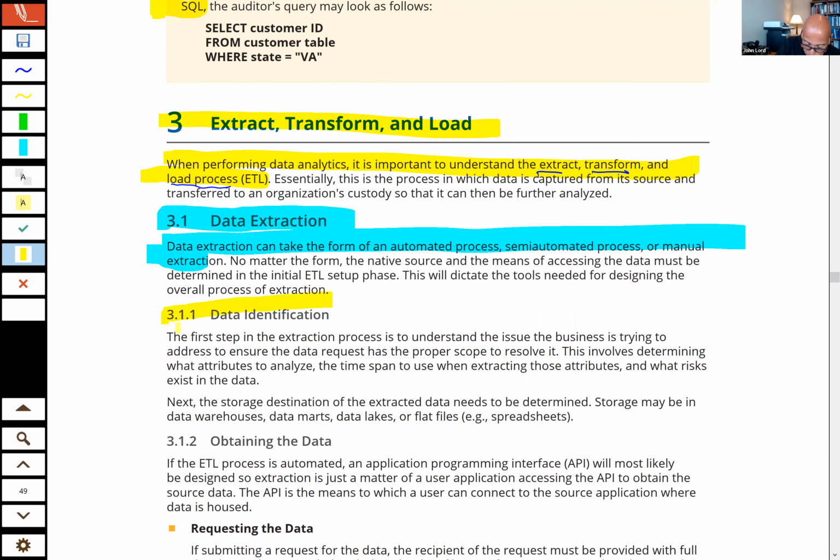The first step in the extraction process is to understand the issue the business is trying to address, to ensure the data request has the proper scope to resolve it. It's pretty important that you know what you're trying to answer before you just start extracting data. Maybe I seem a little annoyed because I'd always try to make that point. I would have folks say, well, let's look at everything so we don't miss anything. And I'm like, no, let's figure out what we're trying to answer and let's go after that information.